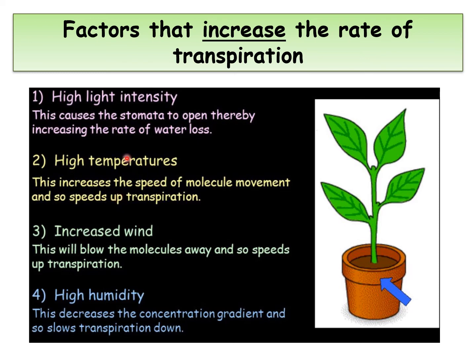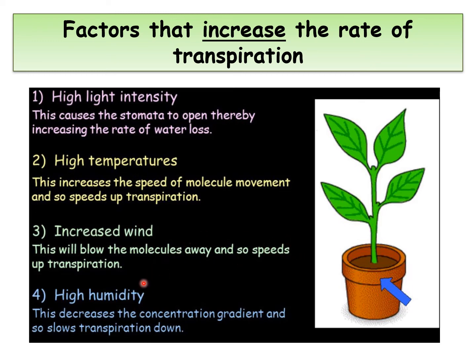Next, higher temperatures increase the speed of molecule movement. Now, if the molecules are moving faster, that means they can leave the plant faster as well. So transpiration will speed up in that way. Increased wind in the environment or in the atmosphere will blow the molecules away, and then again, transpiration speeds are increased.